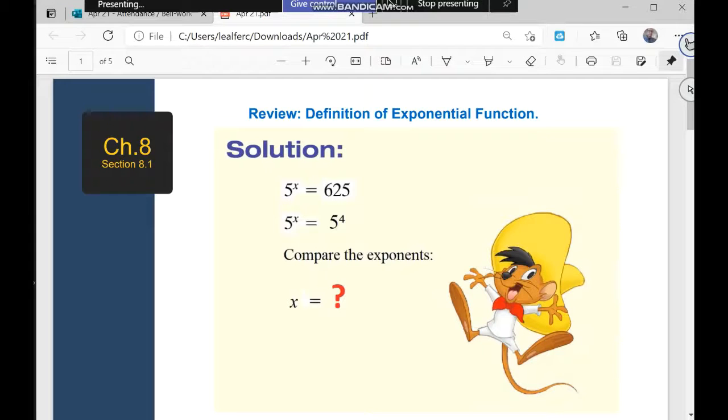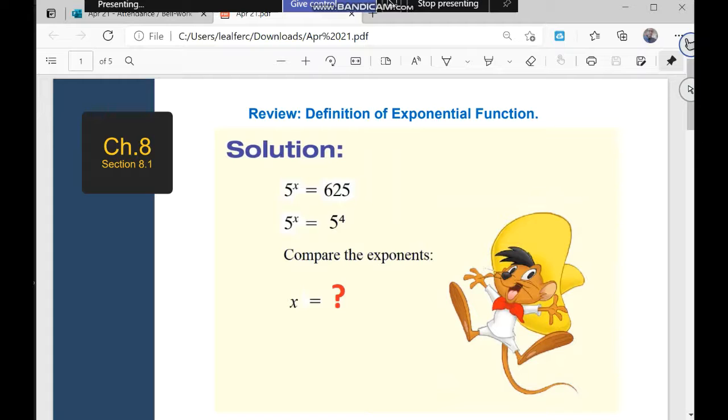All right, check if you can remember this. It's a review from yesterday. We worked this example on the quiz. If you have 5 exponent x equals 625, how do you solve it? How can you find the solution for x?